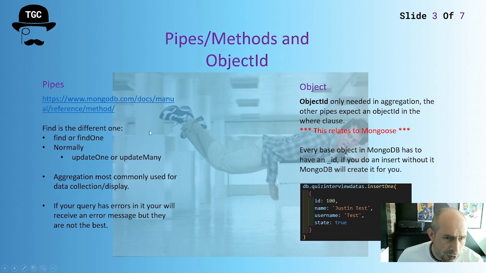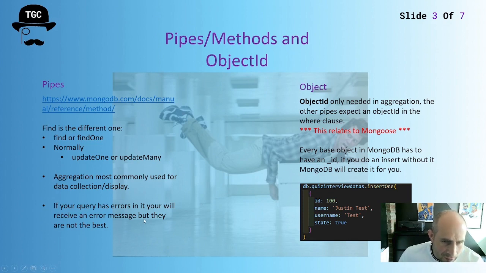But firstly, to clarify, there is a bit of an anomaly. Most of the pipes you will use will say update one or update many, but for some strange reason, find is an anomaly here. So it's either find or find one. The aggregation pipeline is mainly used for the main data set that you want to bring back to your front end.